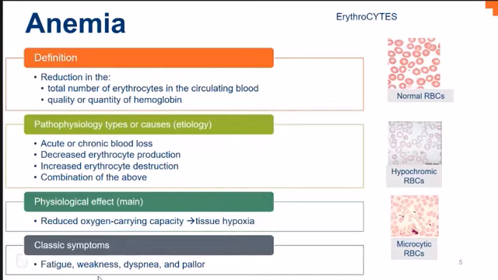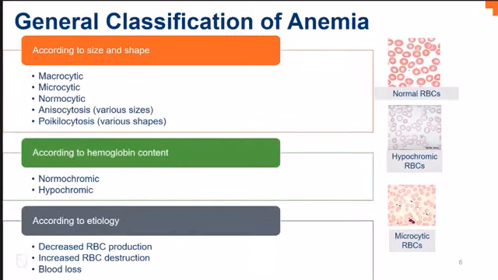Some of the classic symptoms that can coincide with anemia include feeling fatigued, just don't have enough red blood cells to provide oxygen to structures to function properly, weakness, dyspnea, which is shortness of breath or difficult or labored breathing, and pallor, which is an unhealthy pale appearance.